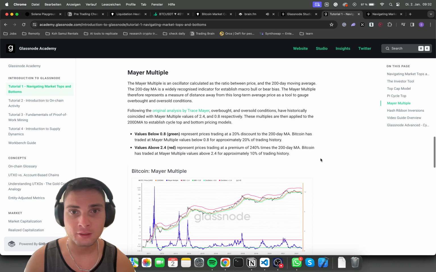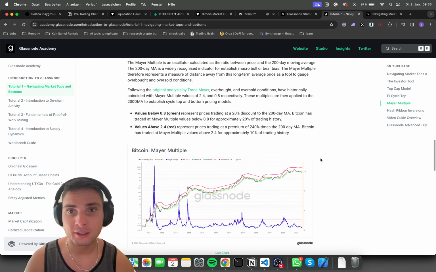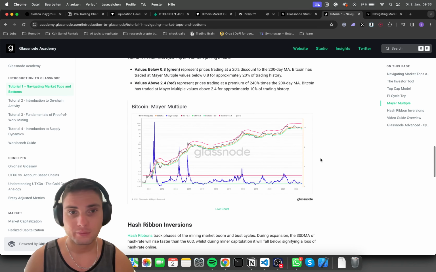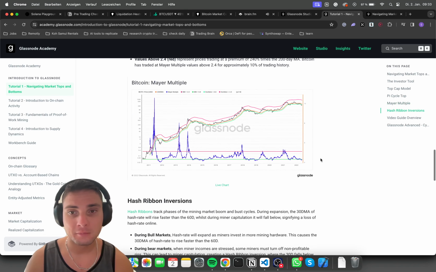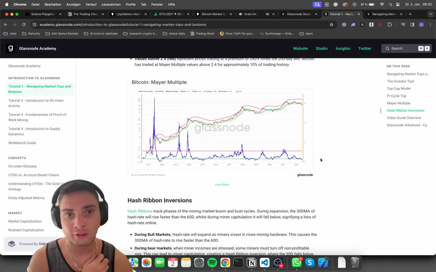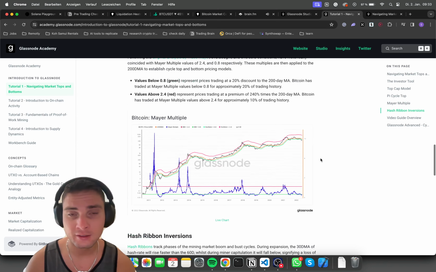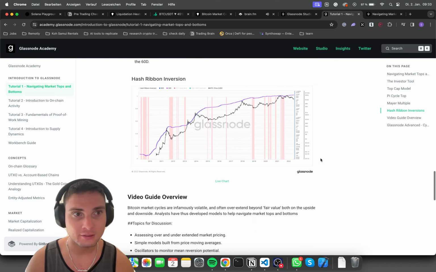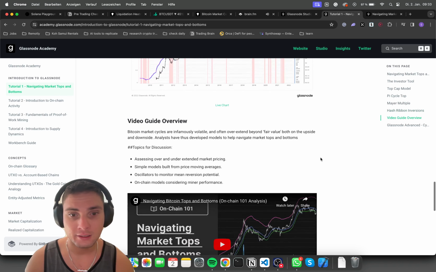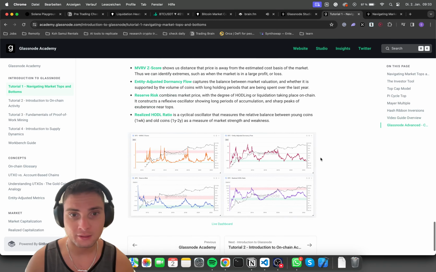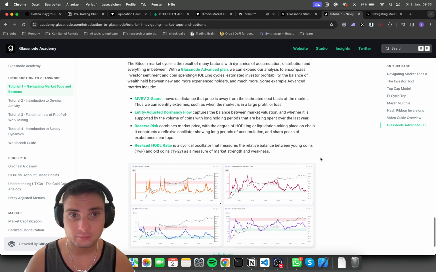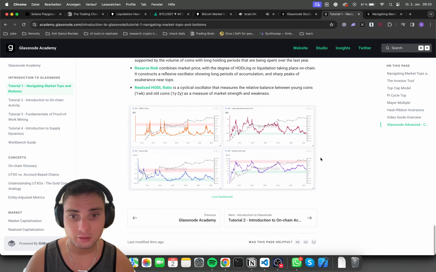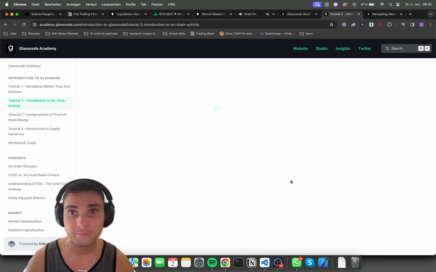Mayer multiple is calculated as a ratio with the price. I don't want these. I think these are all lagging indicators. At least the moving averages are definitely lagging. And since lots of the data here is based on moving averages, this is nothing I need. I have all this data in TradingView. I want on-chain data.